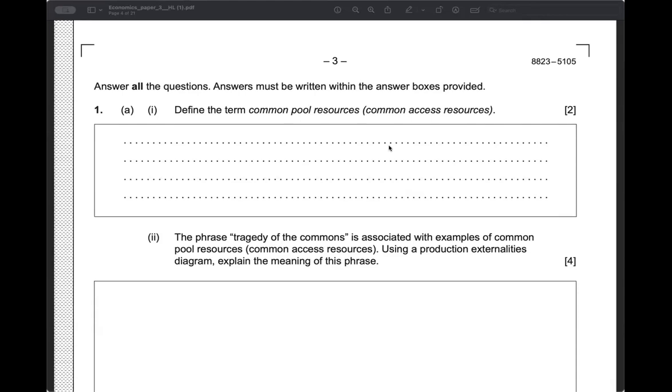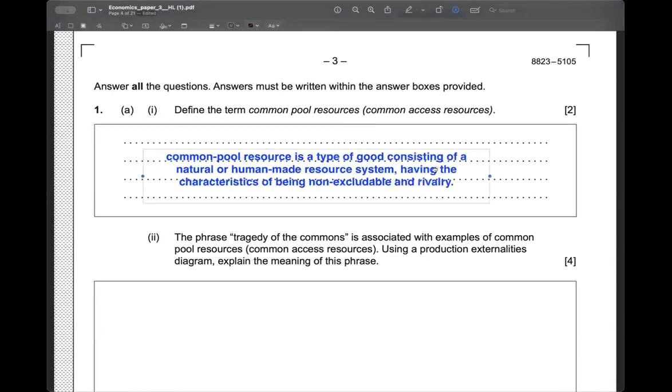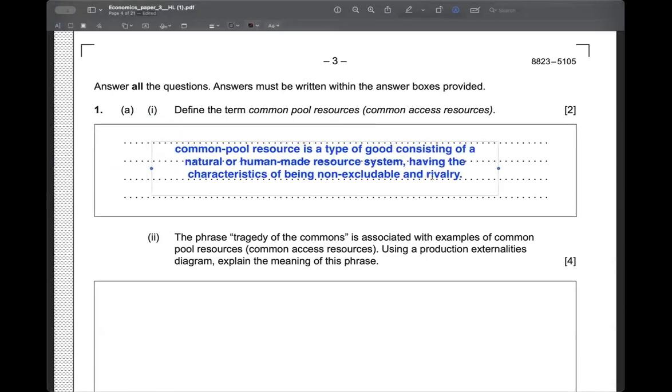Question 1A1. Define the term common pool resources. A common pool resource is a type of good consisting of a natural or human-made resource system, having the characteristics of being non-excludable and rivalrous.